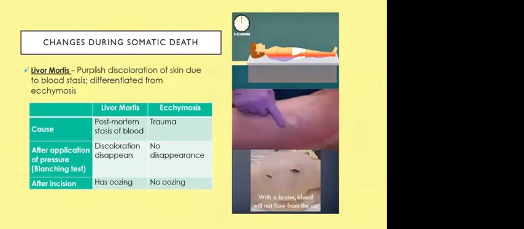So ma'am, what if the cause of death of the patient is due to beating, or the patient has many bruises? How are we going to differentiate it from livor mortis? Okay, so the term for those bruises, which maybe can be the cause of the death of the patient, is ecchymosis. So these are the bruises before death.